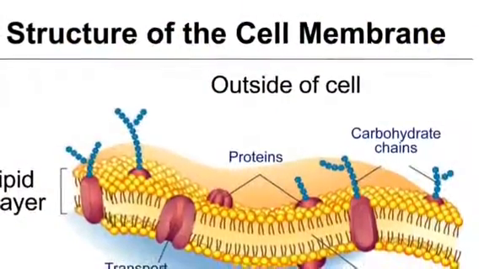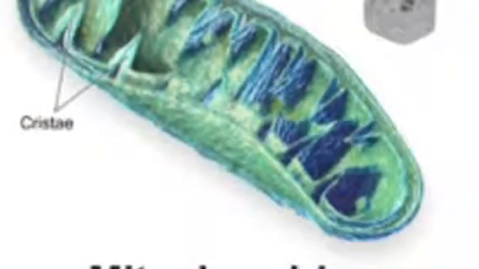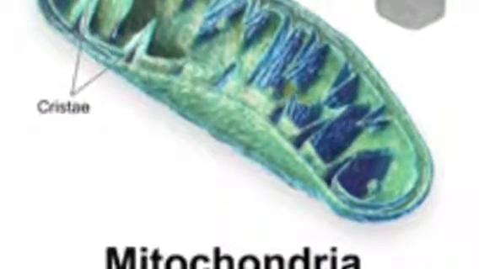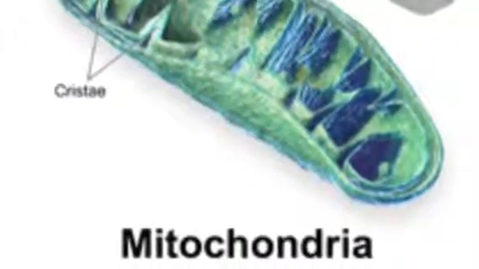The basic function of the cell membrane is to protect the cell from its surroundings. The energy made by the mitochondria is in the form of ATP. ATP is an energy currency that every cell in our body can use, and it keeps us alive.